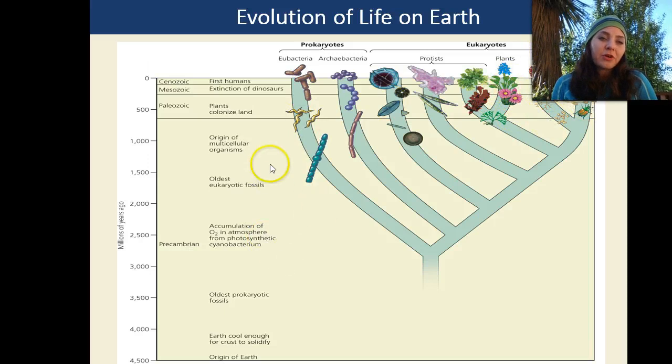On this side, it's showing you what happens in the history of life on Earth over millions of years. We start off with the origin of Earth, meaning when Earth was formed, and then the Earth cooling, the oldest prokaryotic fossils being found, the accumulation of oxygen in the atmosphere from photosynthetic cyanobacteria, the oldest eukaryotic fossils, the origin of multicellular organisms, and then when plants are colonizing land, the Mesozoic, which is where the extinction of dinosaurs occurred, and the Cenozoic, when the earliest humans came into existence.